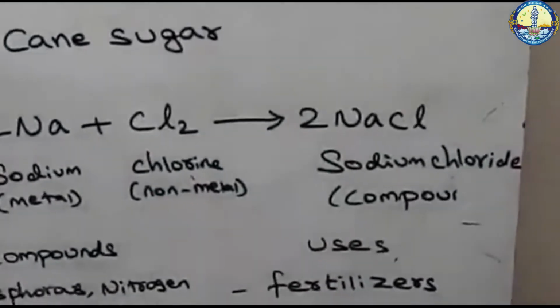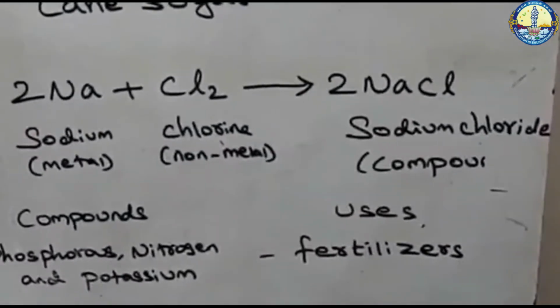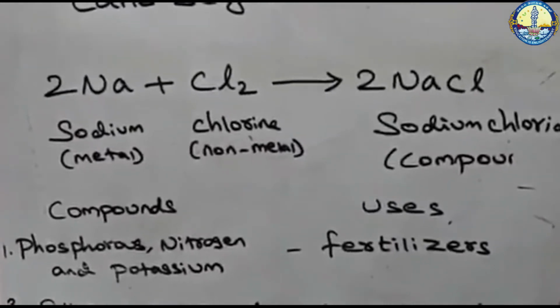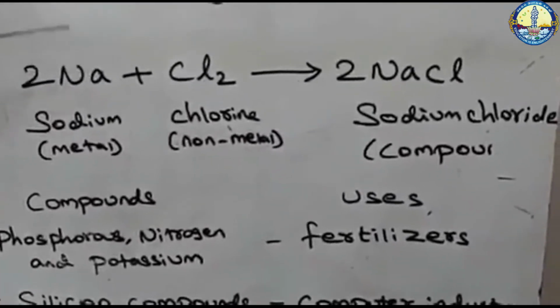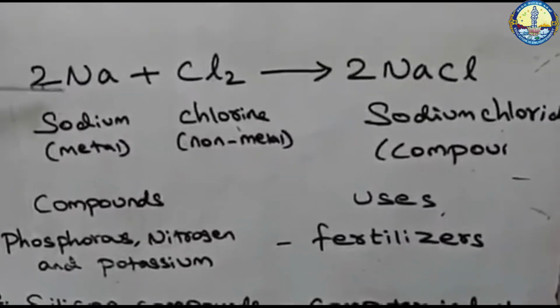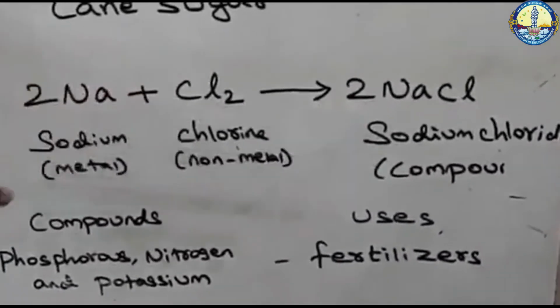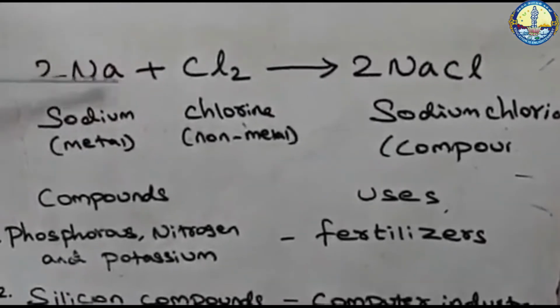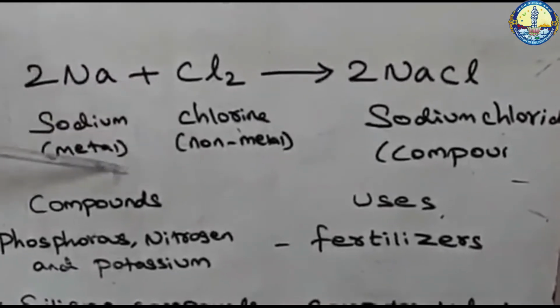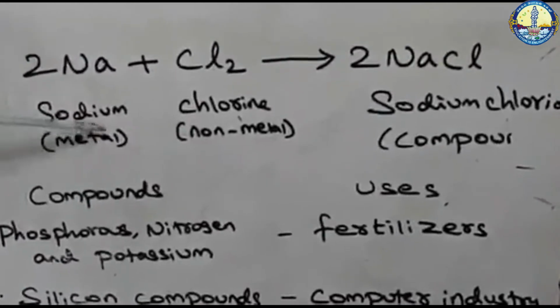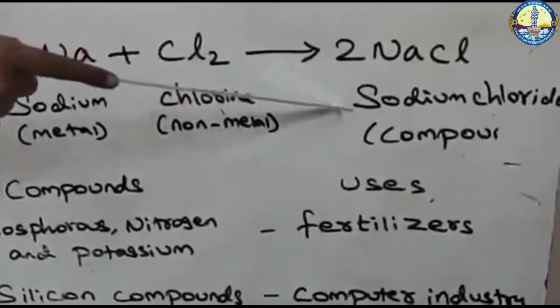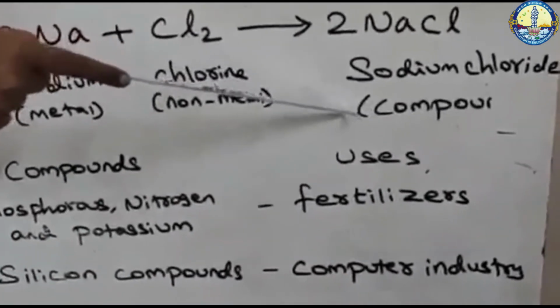A compound has properties that are different from those of the elements from which it is made. That is, when sodium reacts with chlorine, it forms sodium chloride. That is, sodium is a metal and chlorine is a non-metal. These both are elements which combine to form sodium chloride, which is nothing but a compound.